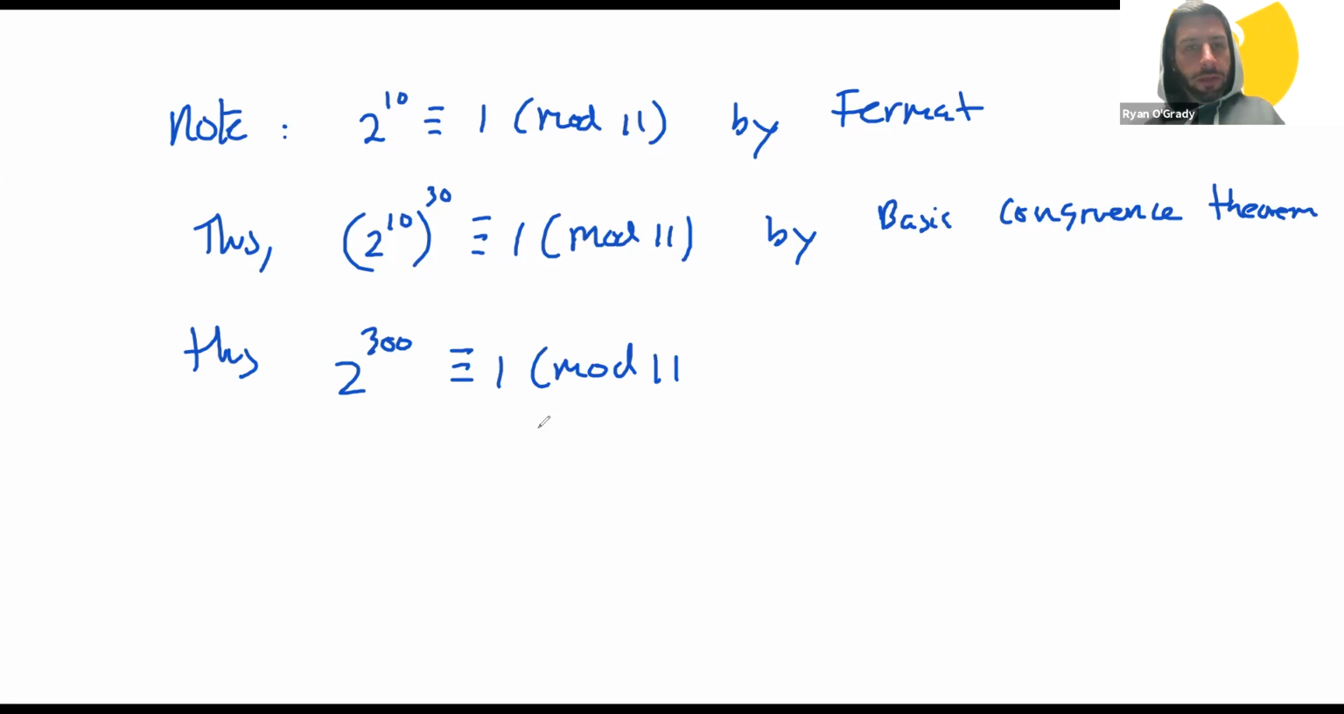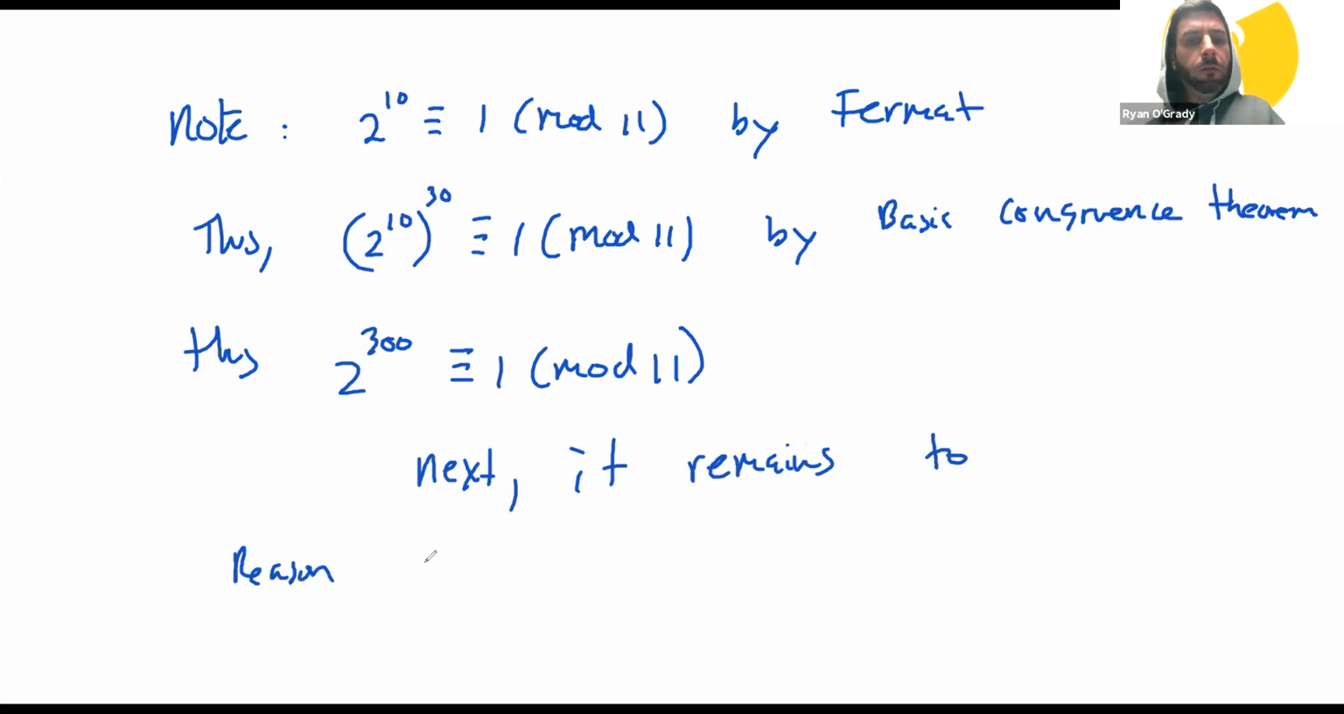And so from this, and I don't want to steal all the thunder, and we're out of time, so can you reason? I'll write it like this. It remains to reason 2 to the power 56 in there using congruences.